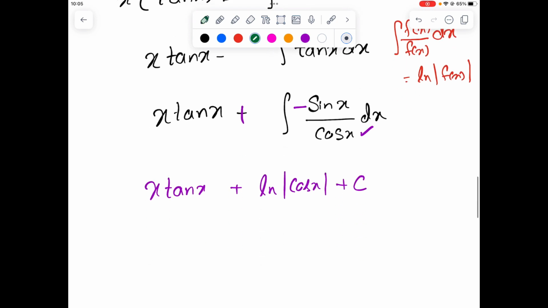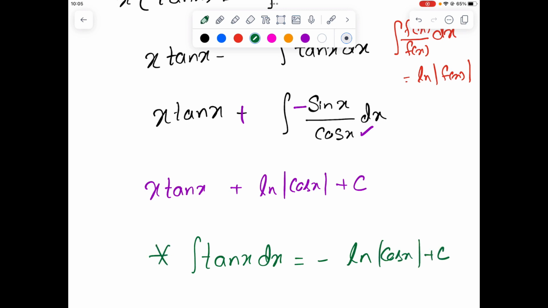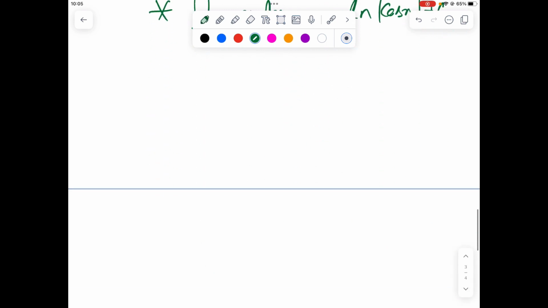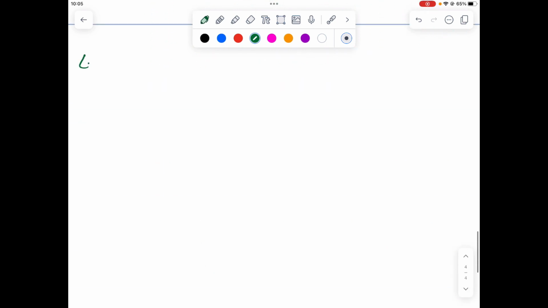Or else if you want to memorize it as a formula, integral of tan x. Remember, integral of tan x is negative ln cos x plus c. That's a formula that needs to be memorized. That's question number 3. Now come to question number 4.